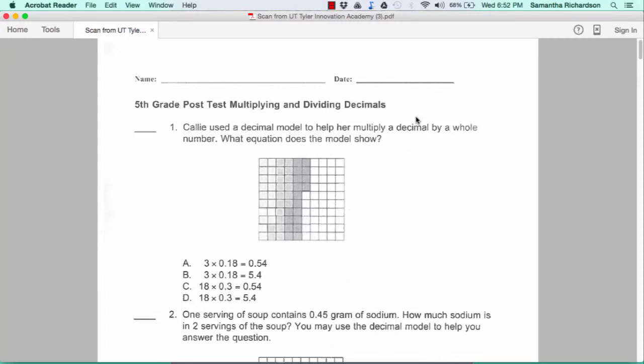Okay, this is the 5th grade post-test over multiplying and dividing decimals. So 5th grade post-test for Unit 3 from Quarter 1. Be sure to put your name on your paper and show all your work on your paper. And then be sure that you bubble in your answers on your answer document. But don't make any stray marks on your answer document.